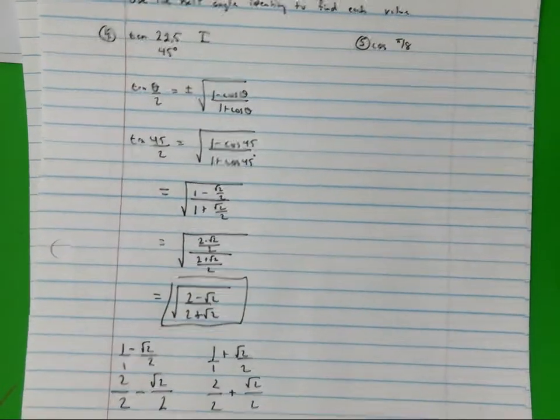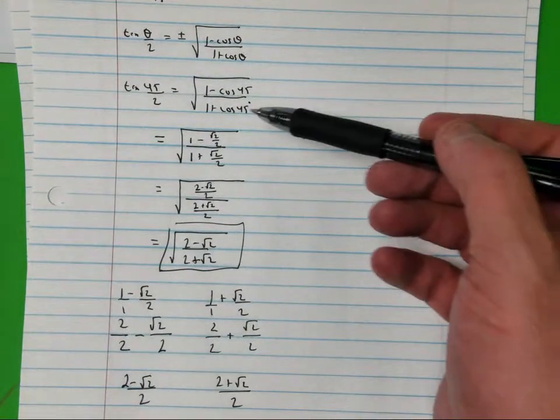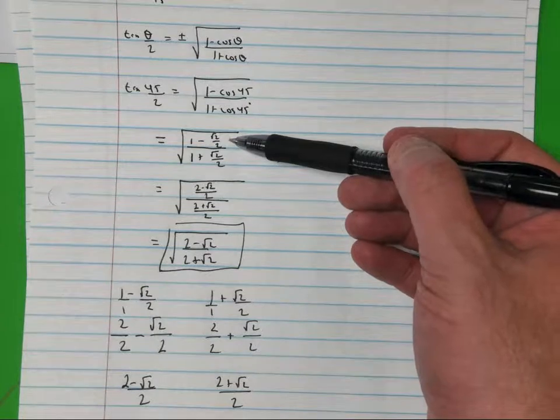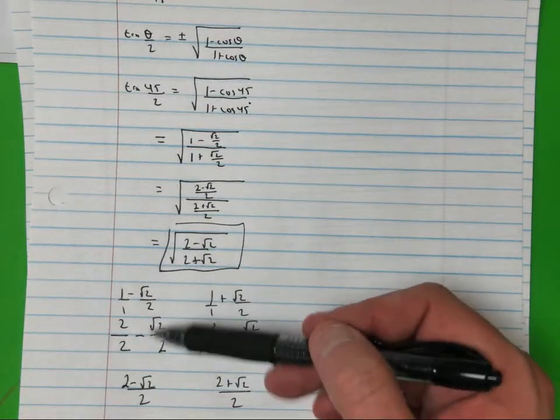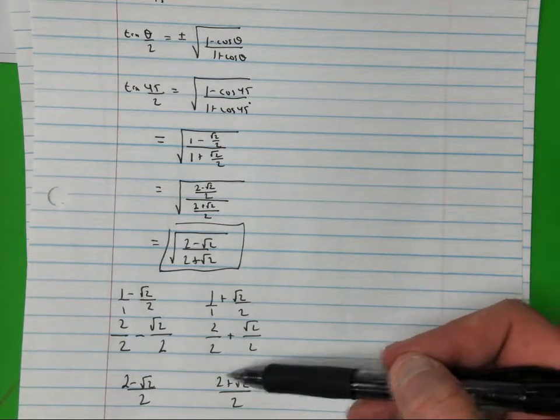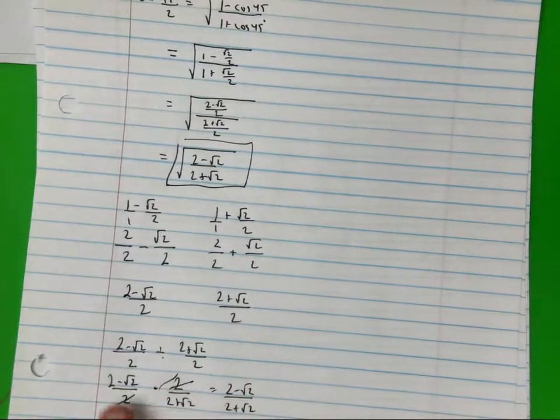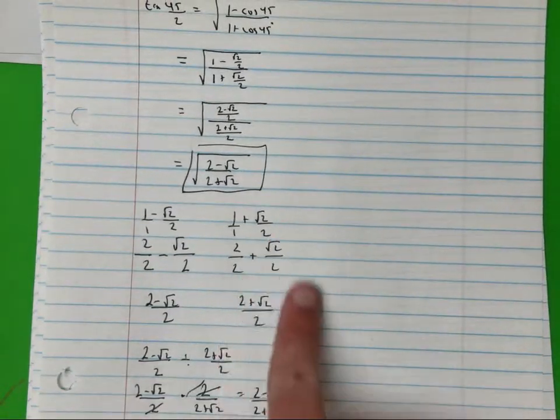You need to pause right now to look at this work. Go back and look at my math. 1 minus square root of 2 over 2, I did the math right here. 1 plus square root of 2 over 2, I did the math right here. Put both of these into my problem. Then I came down here and did the division, and that is how I got that.